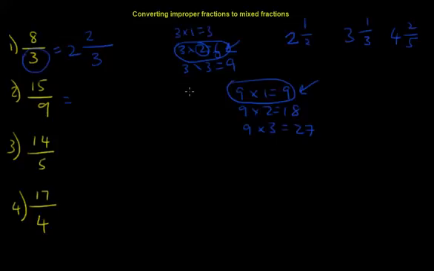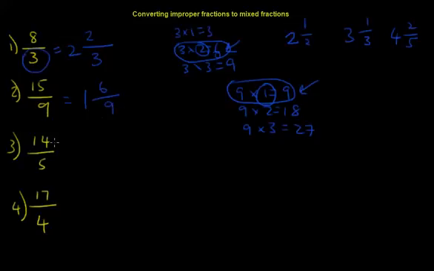Once we have this, the integer is always the number that 9, the denominator, is being multiplied by to give us that number. In this case it's 1. So we have 1 here, and then again we take the numerator and subtract this number from it, so 15 minus 9, and that's 6, and that's where this comes in. And finally the denominator stays the same, so we have 9 here.